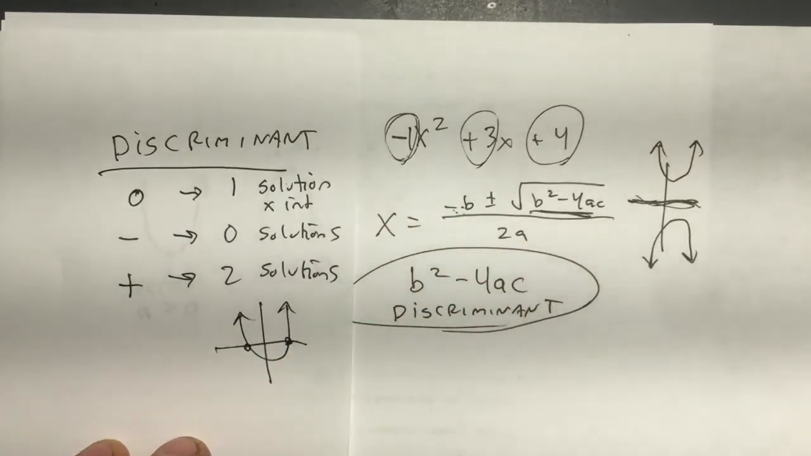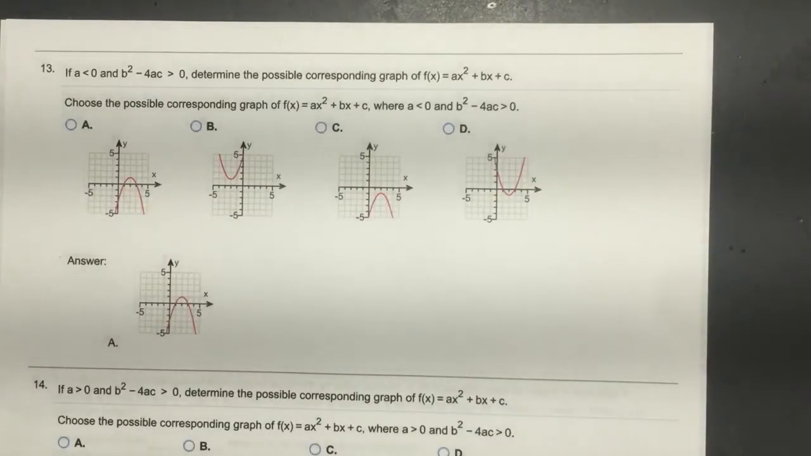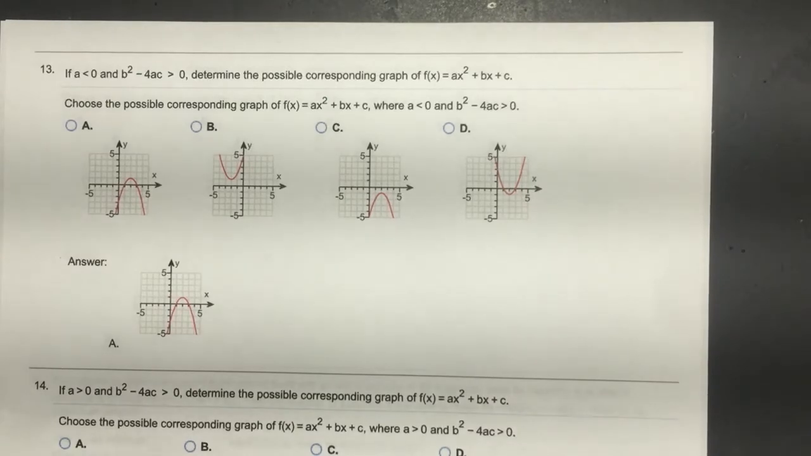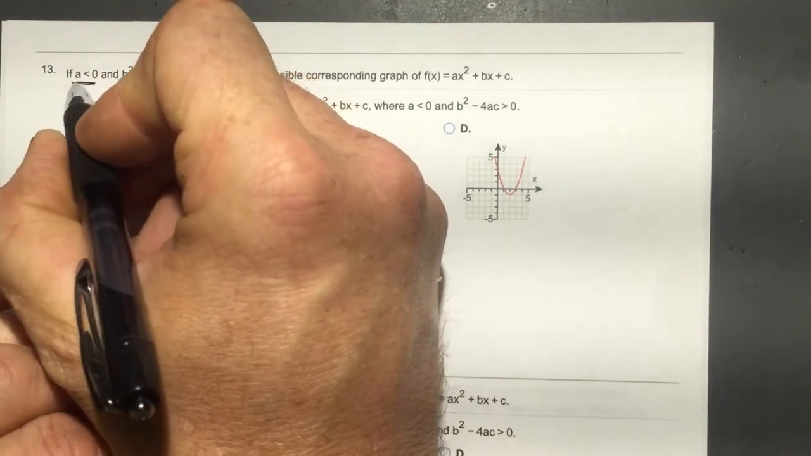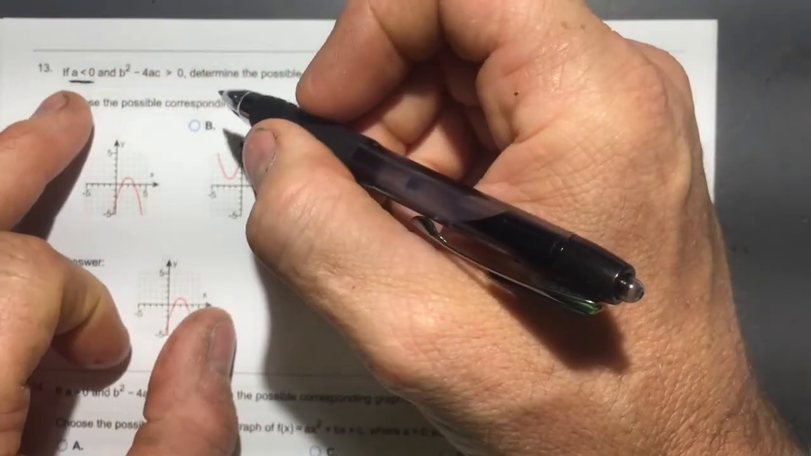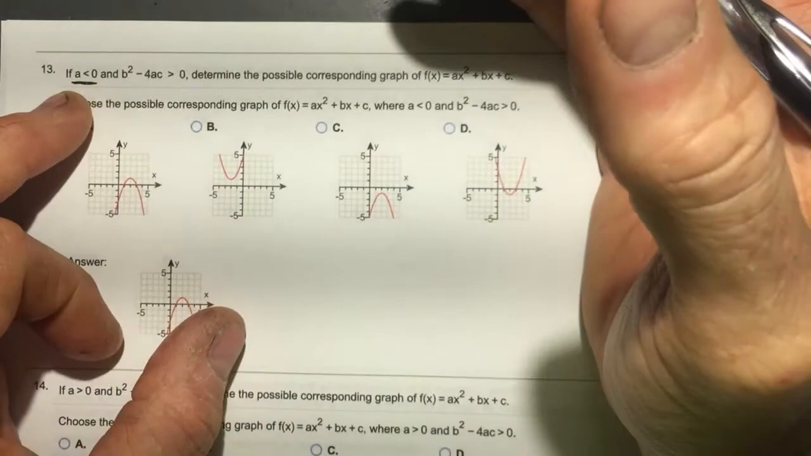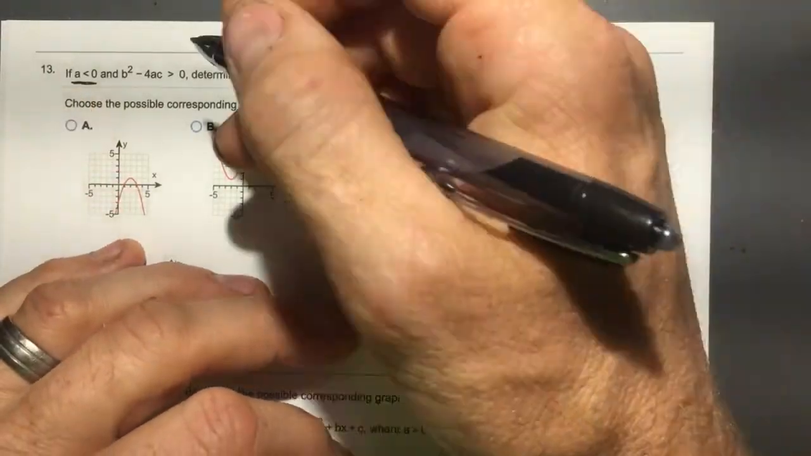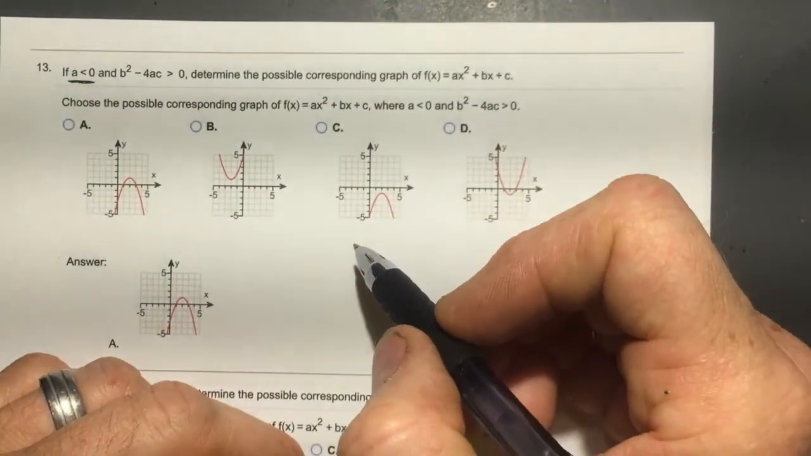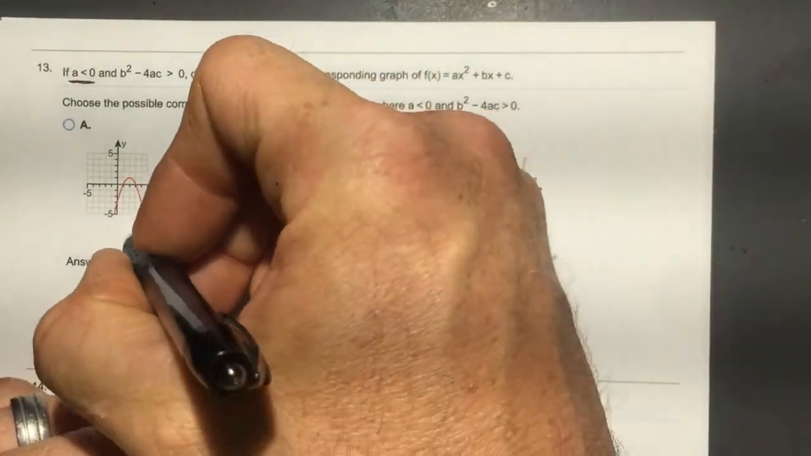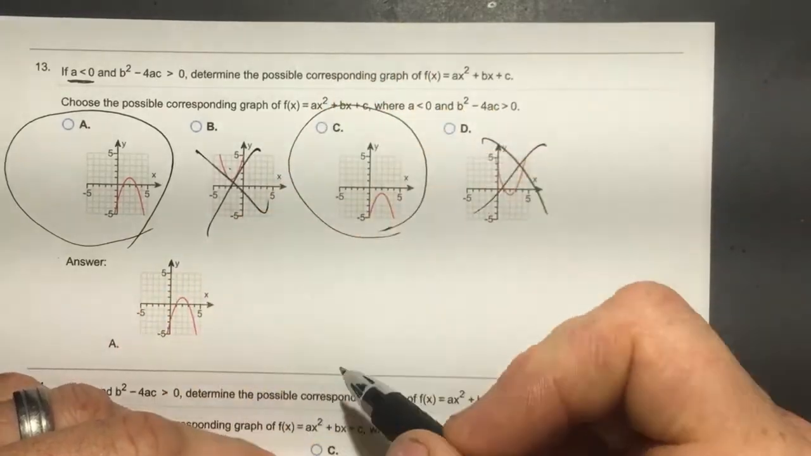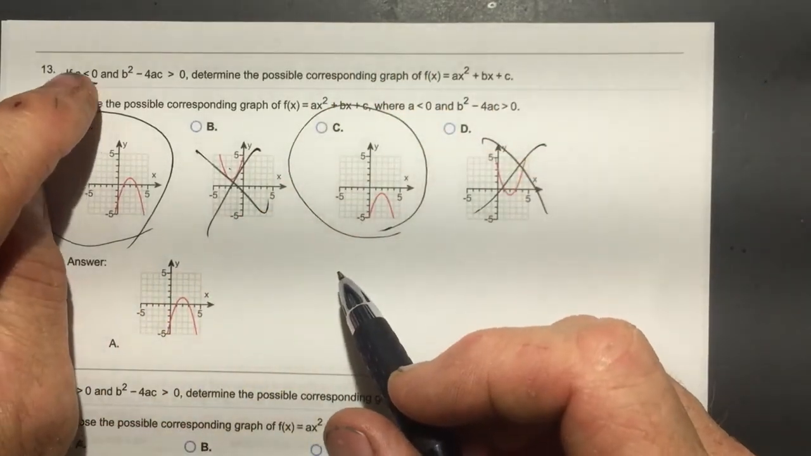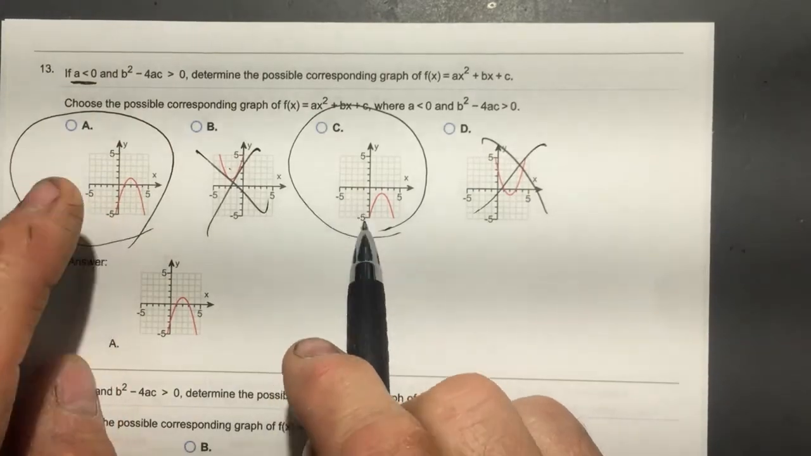Okay. All right, well, let me show you this number 13 and 14. These can be a little confusing. I'm going to try to go through it real simply and straightforward. But if A is less than 0, well, that means A is negative. Okay? So if A is negative, it means it's concave down. So we're looking at these two right here. These are concave up, so it can't be those. So A is less than 0 tells me it's A or C is the answer.